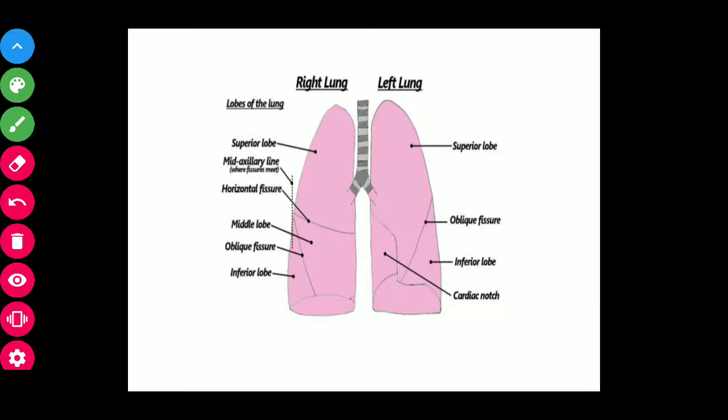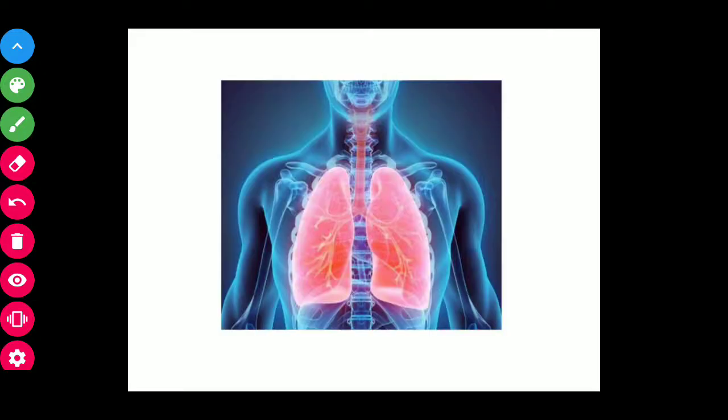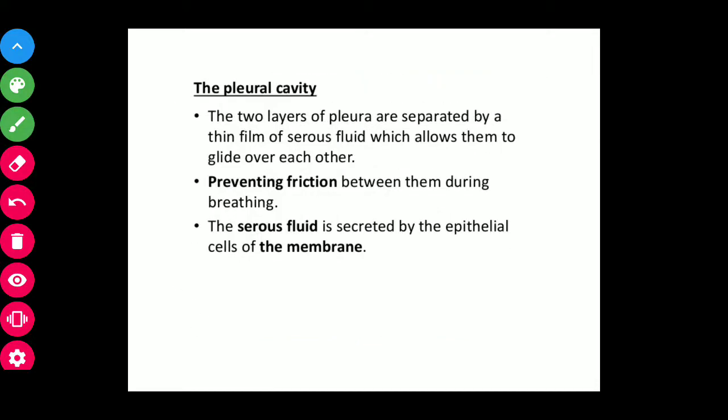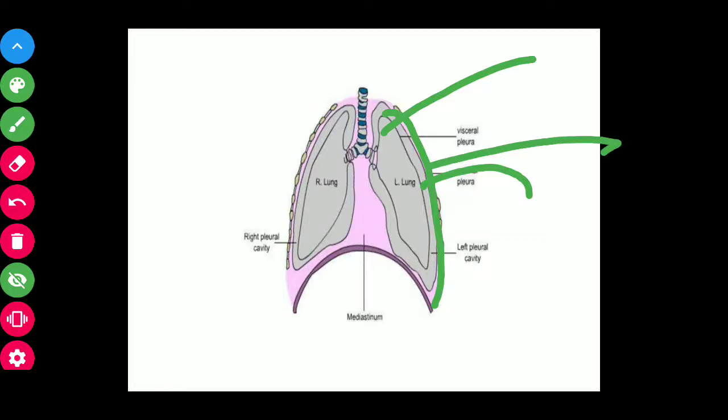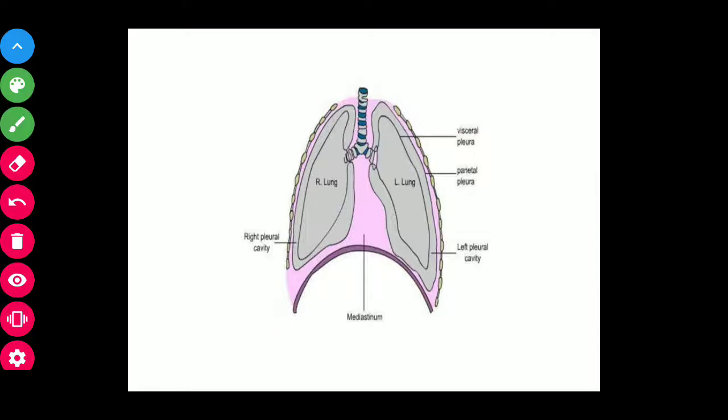Let's see the pleural cavity. Each lung has 2 layers, parietal and visceral, which cover the lungs. You can see in this picture the visceral pleura and parietal pleura. In between them, serous fluid is present in the pleural cavity. The cavity between the membranes is called the pleural cavity. The left lung has the left pleural cavity and the right lung has the right pleural cavity.